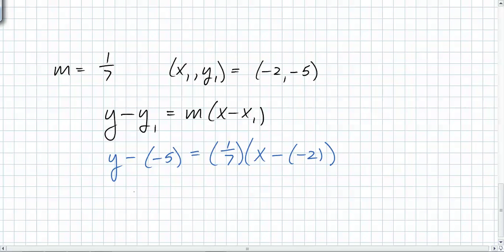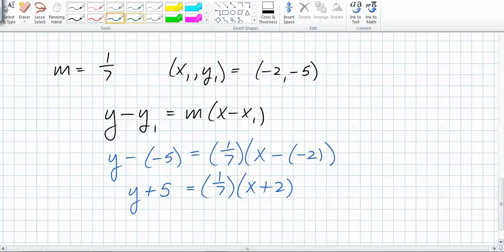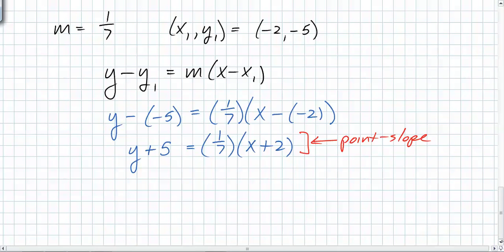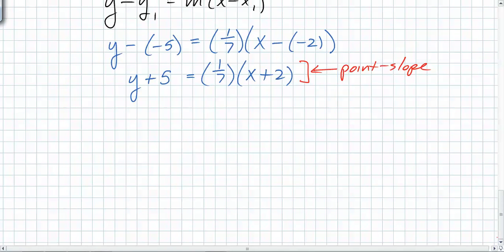You have to be careful, so you can simplify a little bit and get y plus 5 is equal to 1/7 times x plus 2. And this right here would be the point-slope form of the line. Now, there is another type of form the line could be in, and that is slope-intercept. So let's translate this into slope-intercept form.